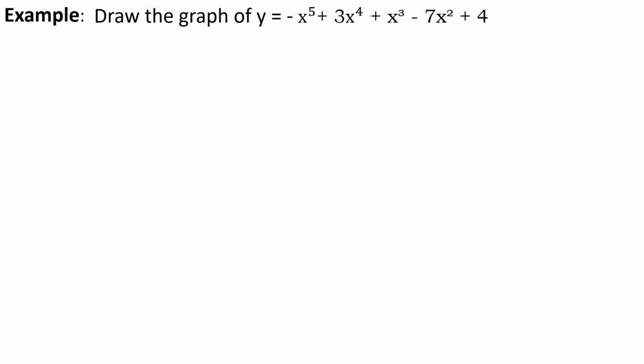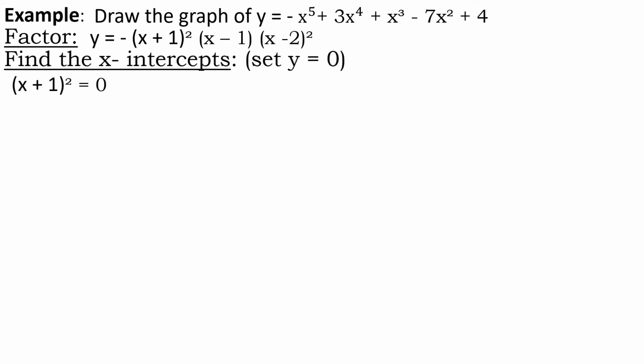Another example. Draw the graph of y is equal to negative x to the 5th plus 3x to the 4th plus x cubed minus 7x squared plus 4. So, let us write the polynomial in factored form. y is equal to negative (x plus 1) squared times (x minus 1) times (x minus 2) squared. So, na-factor na natin siya. Let us equate this to 0 to find the x-intercept.